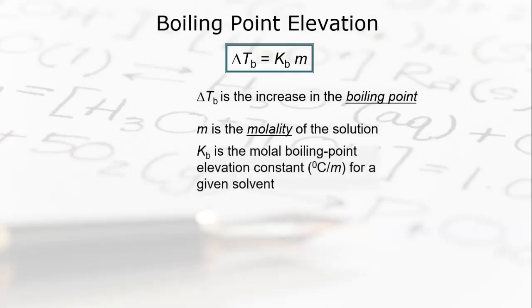And then Kb is something called the molal boiling point elevation constant. A mouthful there, just a constant in degrees Celsius per molal. Now, the constant is particular to each solvent. Remember, the boiling point elevation just has to do with the molality, in other words, the amount of solute in there. But it's going to depend on which solvent it is. So you have to put in a constant for the particular solvent.